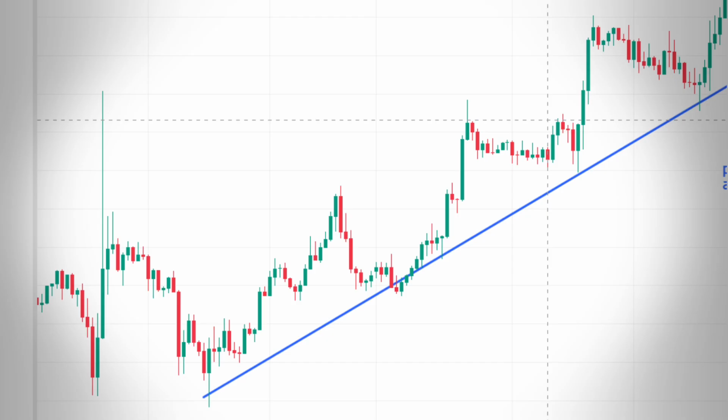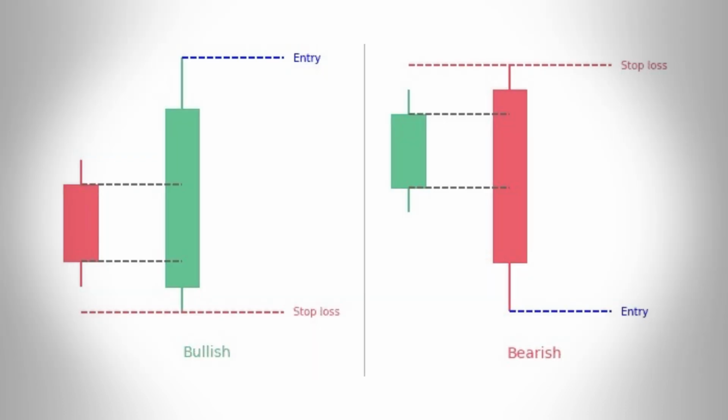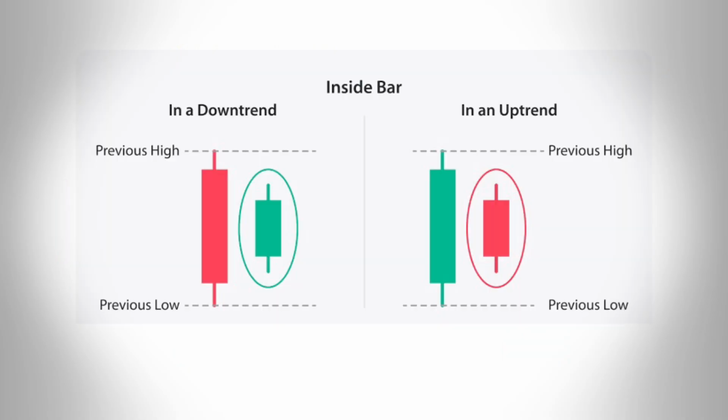For example, pin bars show strong rejection, often a reversal signal. An engulfing candle, that's a big candle that swallows the previous one, shows a strong momentum shift. And inside bars signal consolidation before a breakout. These patterns are strongest at support, resistance, or during trend changes.